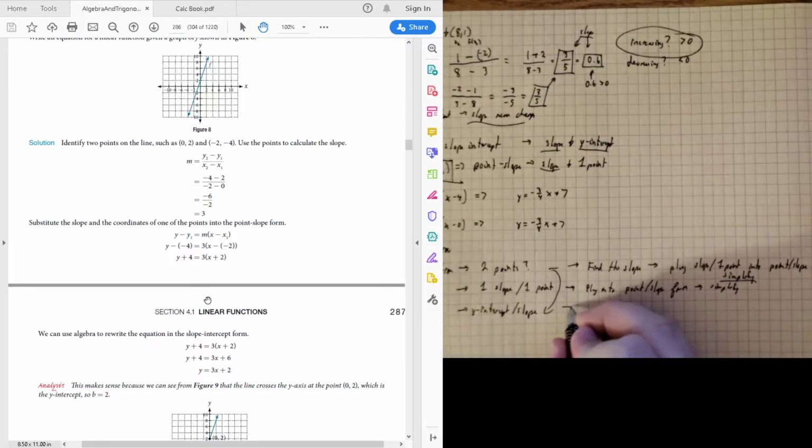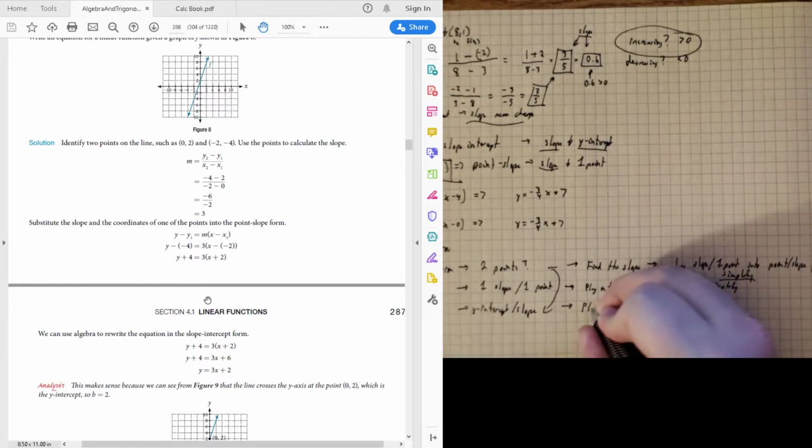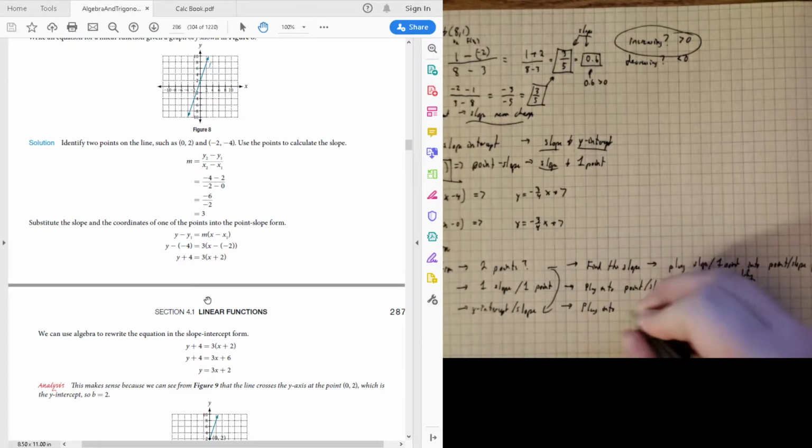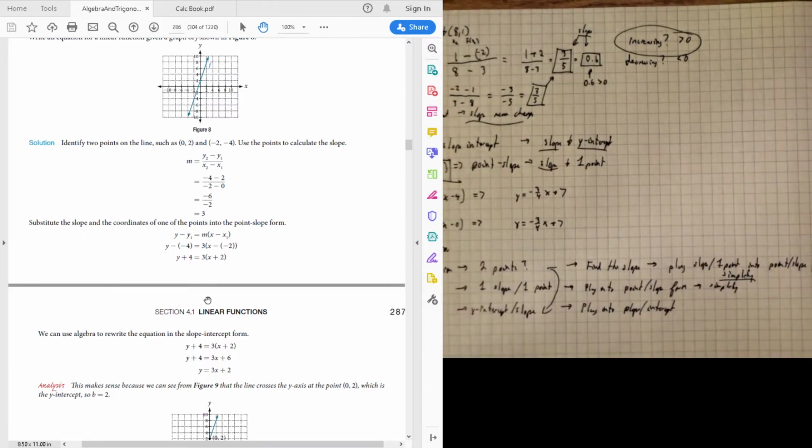If you're given the y-intercept and a slope, you can instead plug into slope-intercept. And if you do this correctly, you won't even have to simplify, which is super convenient. Oh, it's so nice. If you like doing less work, do this one.